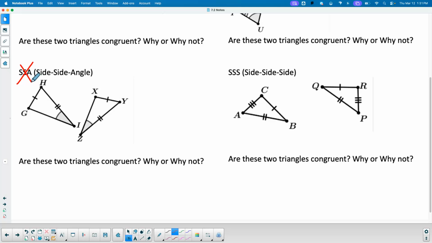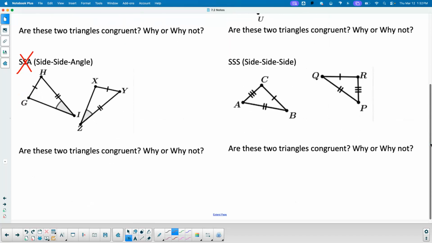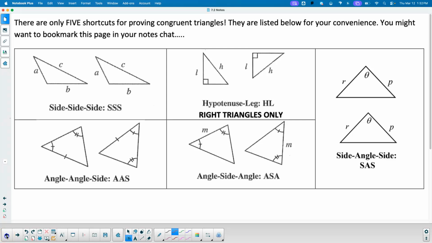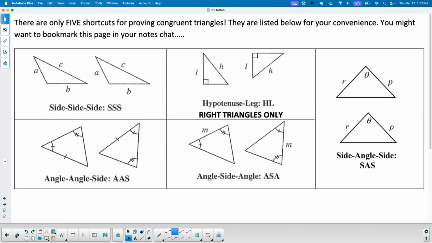Side, side, side is a way to prove triangles are congruent. If you have all three corresponding sides, then it's congruent. There's one more out there, and that's called angle, side, angle. So you've got 5 different ways to prove that triangles are congruent. So here are those 5.